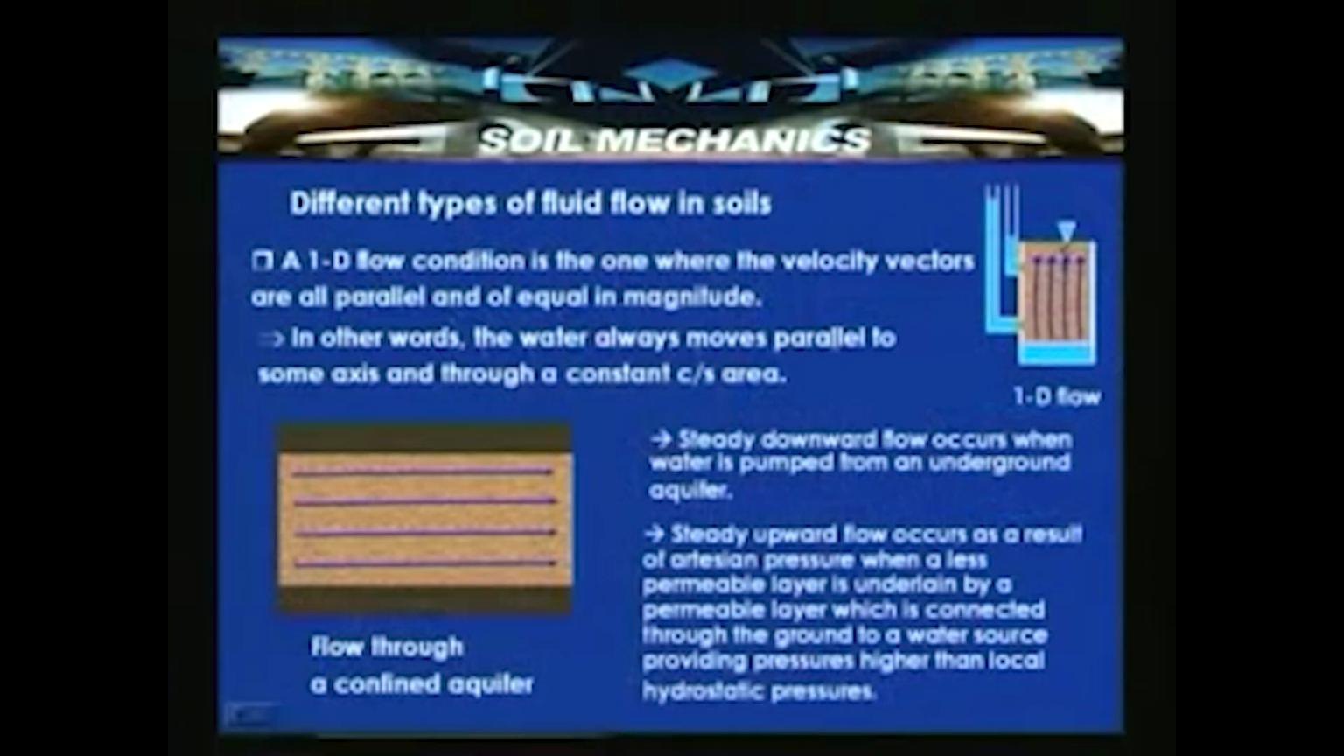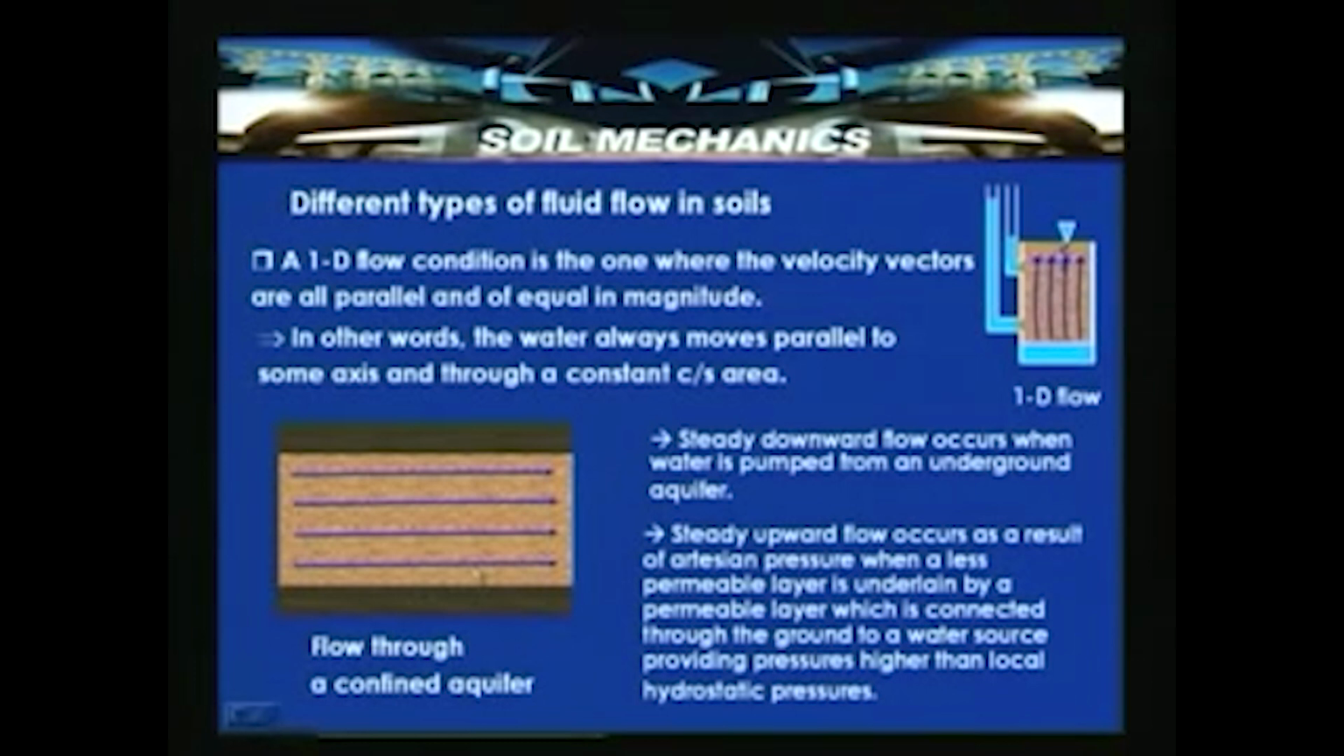In this slide, we have seen a 1-dimensional flow which can occur due to flow from point 1 to point 2 because of the head loss occurring over that particular zone. In other words, we can say that the water always moves parallel to some axis through a constant cross-section area. So, this is an example of 1-dimensional flow.